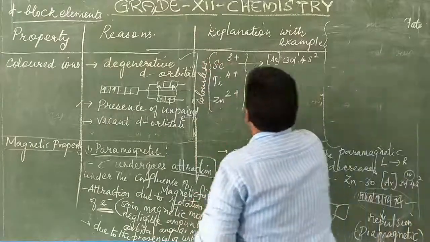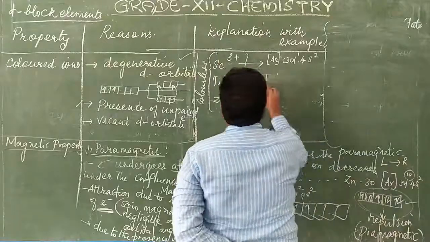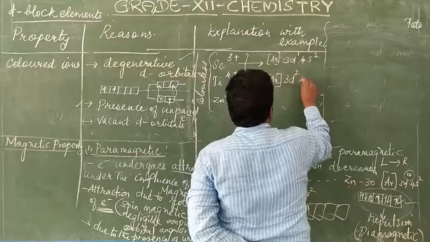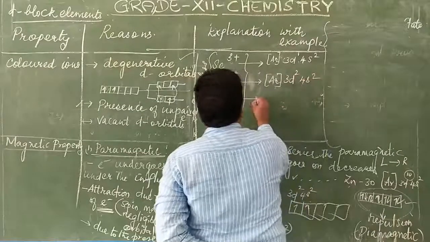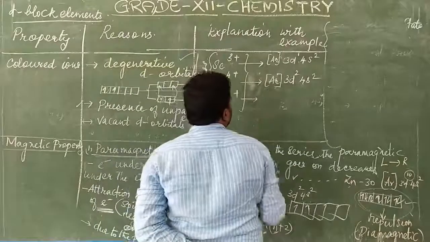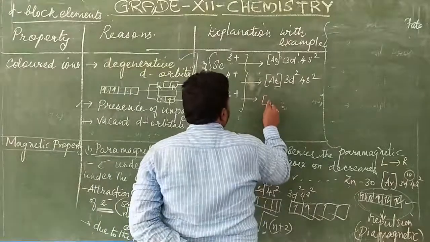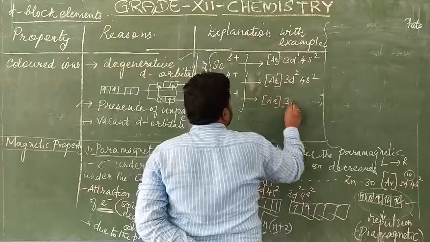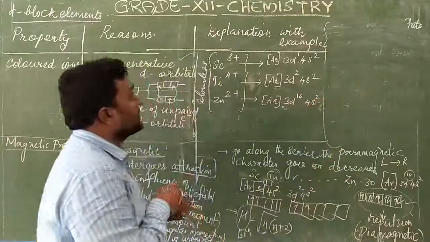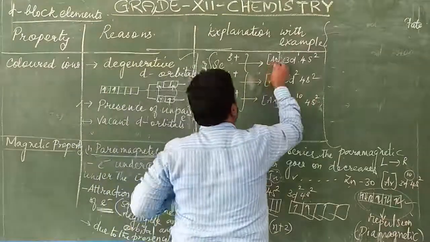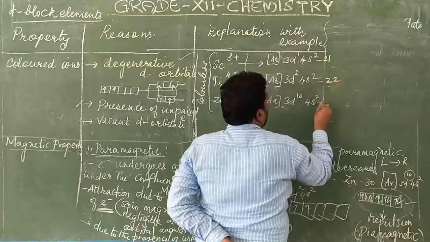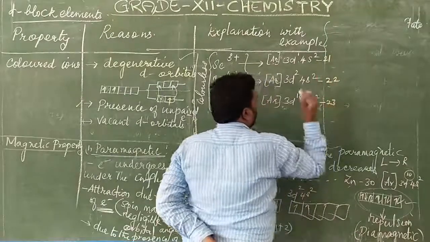Now we go for titanium. Titanium again, argon configuration 3d2 then 4s2. Now coming to zinc 2 plus. So zinc, what will happen now? That is the configuration 3d10 4s2. Here with the atomic number, what is this atomic number? 21. Here it is 22, and here it becomes 23.